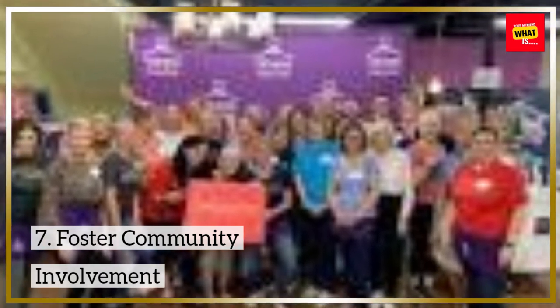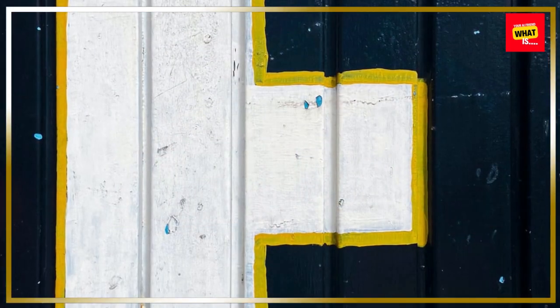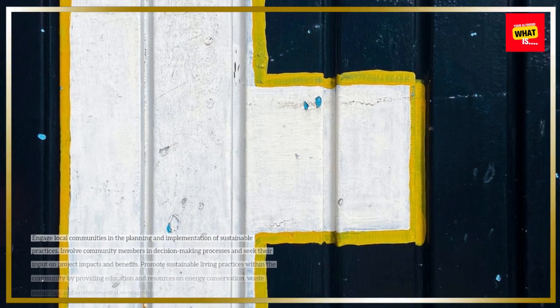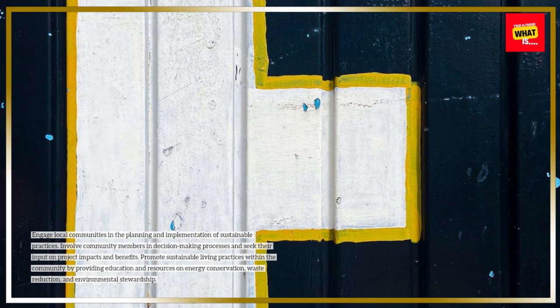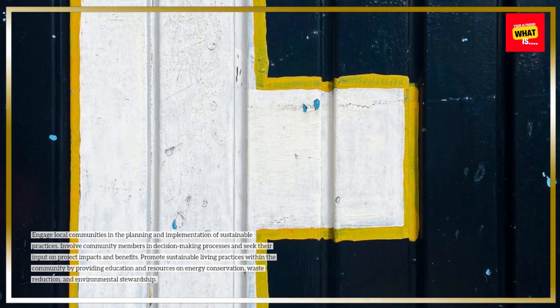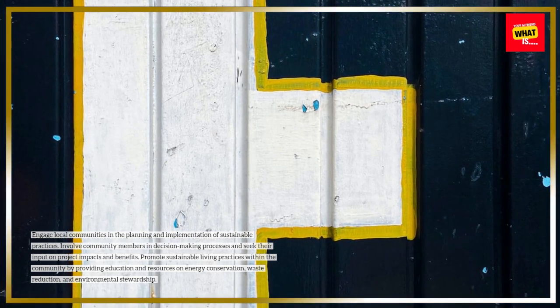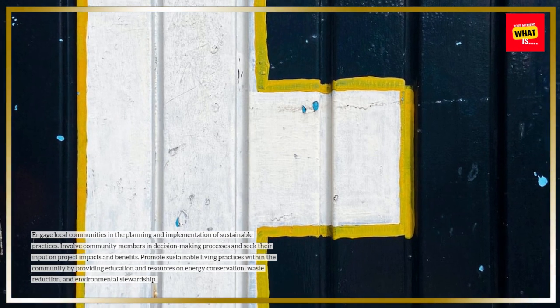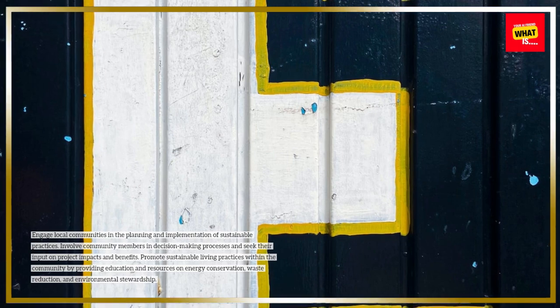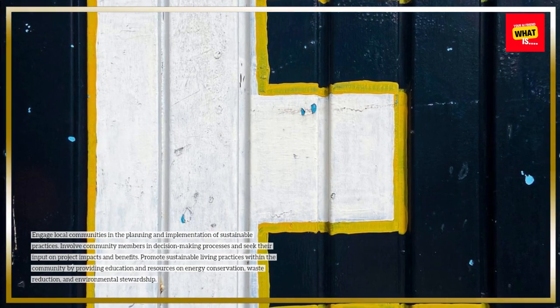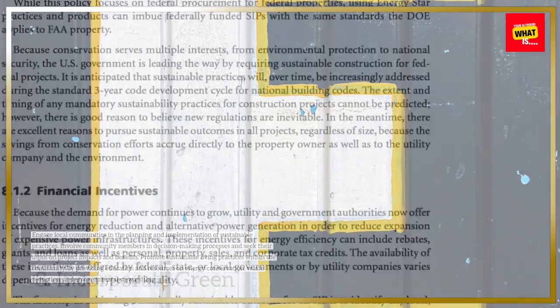7. Foster community involvement. Engage local communities in the planning and implementation of sustainable practices. Involve community members in decision-making processes and seek their input on project impacts and benefits. Promote sustainable living practices within the community by providing education and resources on energy conservation, waste reduction, and environmental stewardship.